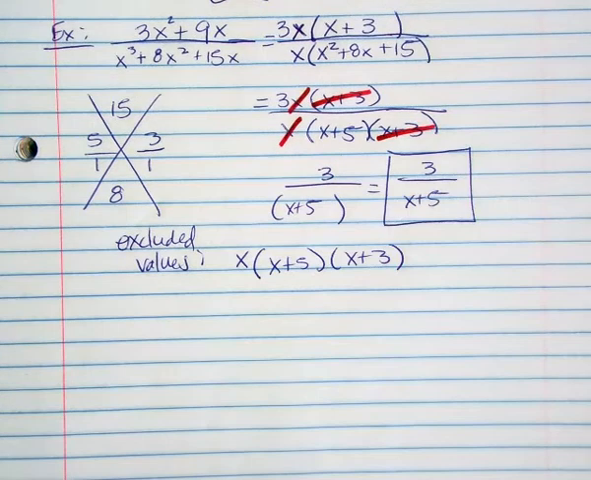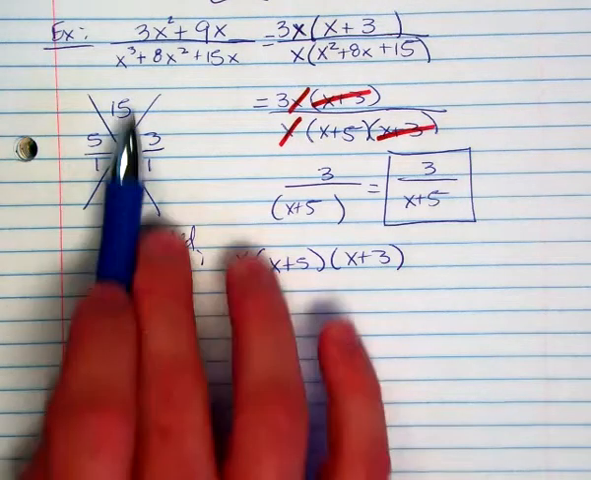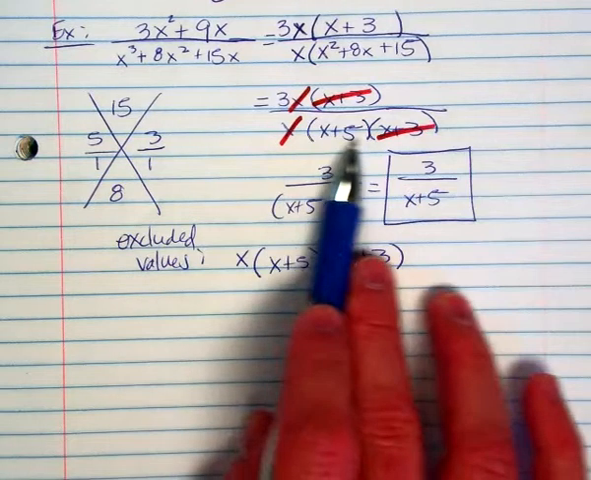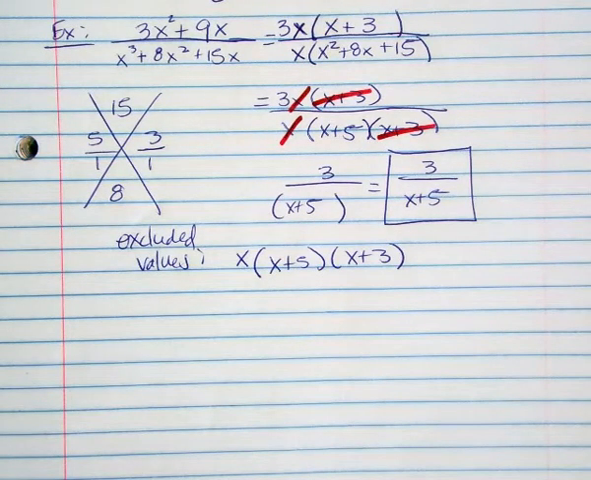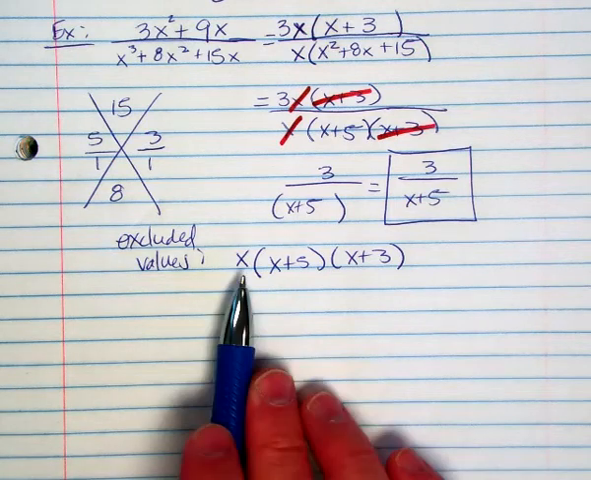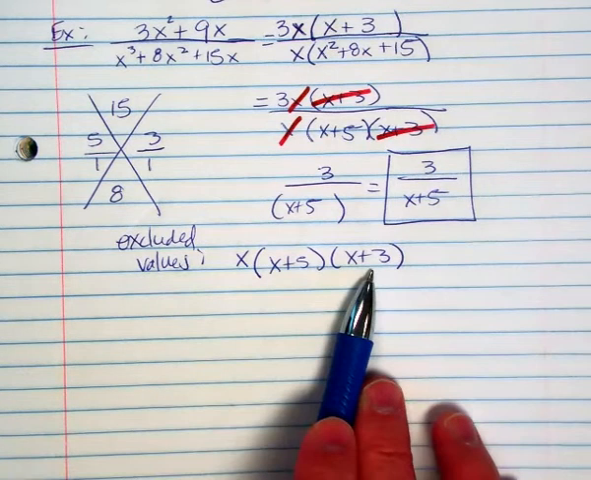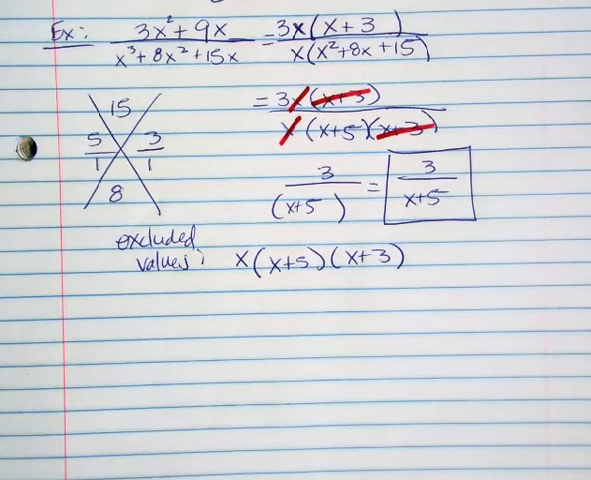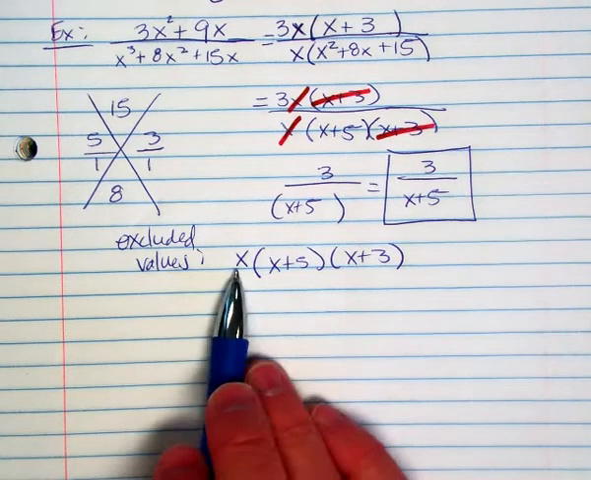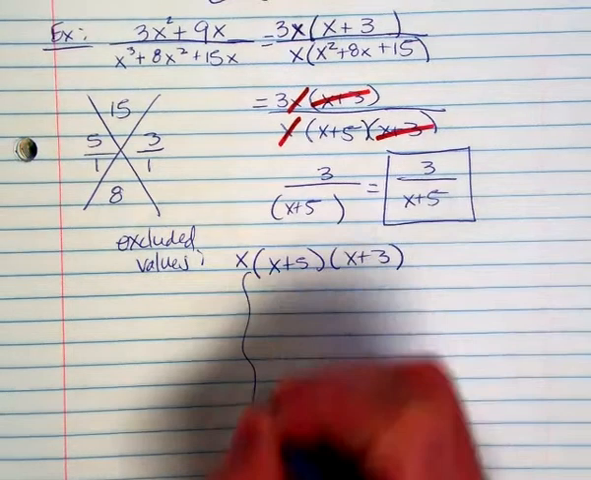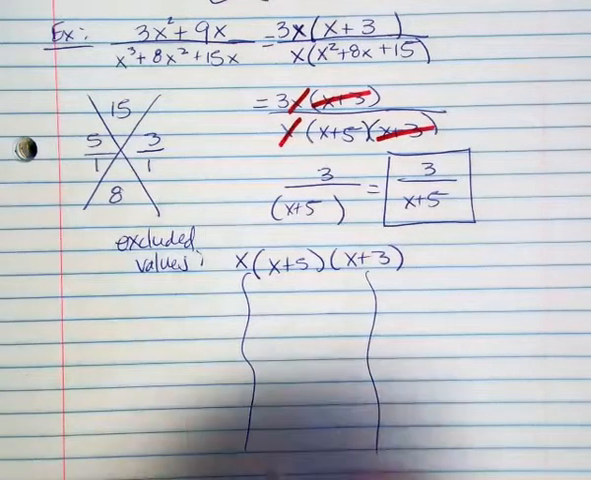The fully factored denominator. So before you cross anything out, what did you have for your denominator? That is what you are always looking at for excluded values. I have 3 factors here. I have x, I have x plus 5, I have x plus 3. For excluded values, you are interested in finding out what would make the denominator 0, because a denominator of 0 is impossible. So, I take each of these separate factors and I solve each of them for 0.